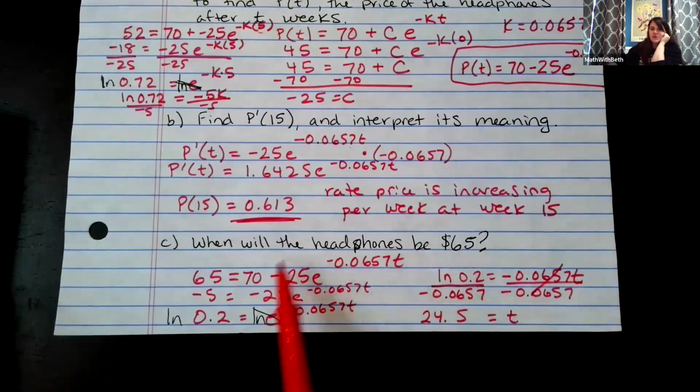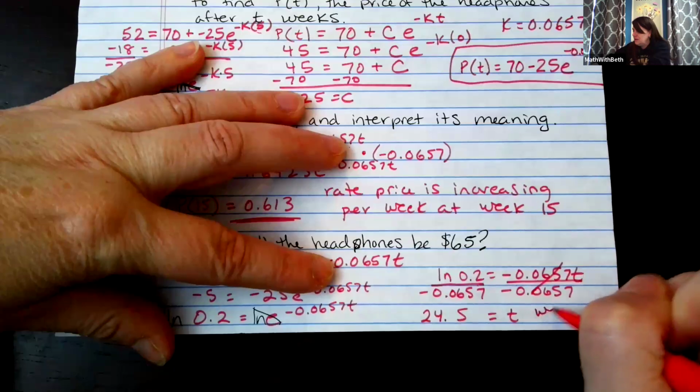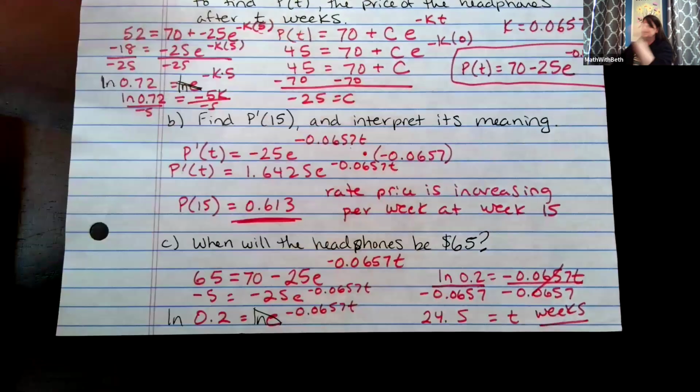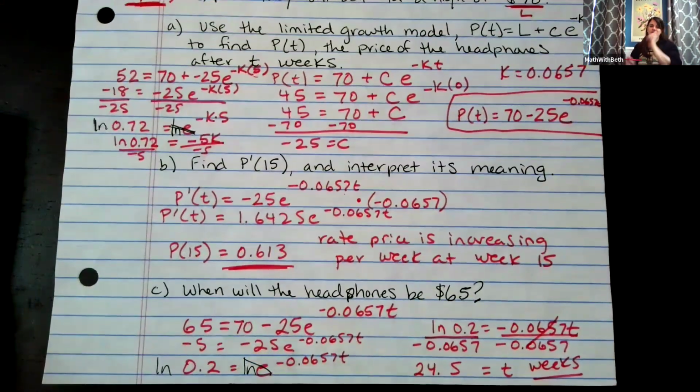So again, I went to the original equation, just set it equal to 65, and then I solved by moving the 70, dividing by the negative 25, then taking the ln of both sides to get rid of the e, and dividing. So it's this many weeks. So these really aren't as bad as they look, but they do take practice so that you're not super intimidated by the equations and all of the letters involved.